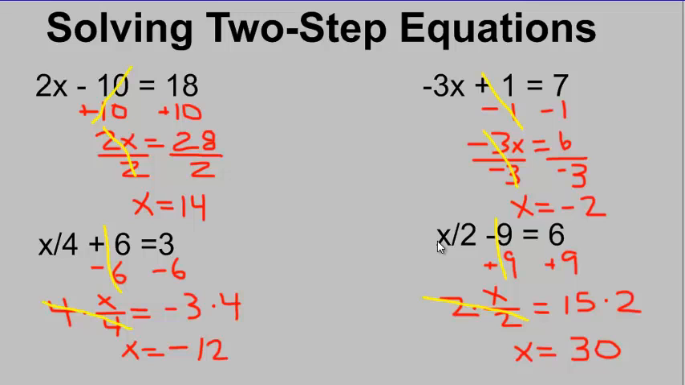In the lower right-hand corner, you'll see that we have x divided by 2 minus 9 equals 6. The first step is to add 9 to both sides, leaving us with the equation x divided by 2 equals 15, because 6 plus 9 is 15. And then to undo the division by 2, we have to multiply by 2 on both sides, and 15 times 2 gives us 30, while on the other side the 2's cancel and we are left with just x. These are examples of solving two-step equations, where it requires two mathematical calculations to solve.